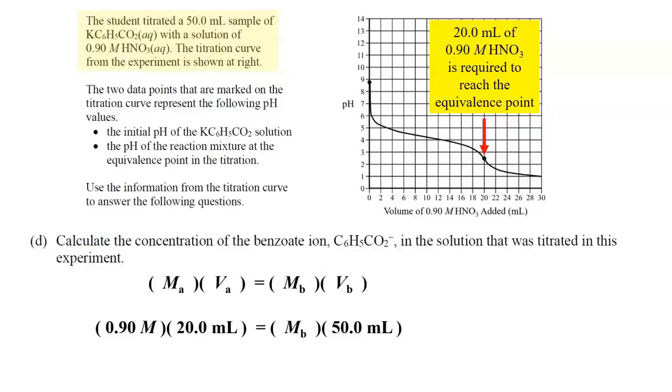The molarity of the base, or the benzoate ion, we don't know, so we're trying to find that value. And the volume that was given in this problem of the sample of potassium benzoate, that's the volume of the base, that was 50 milliliters. So 0.9 times 20 divided by 50 should give us the concentration of the benzoate ion, or the concentration of the base that was titrated in this experiment.